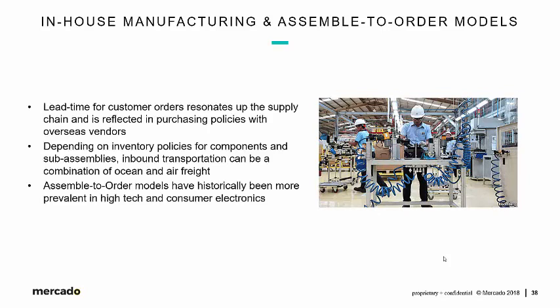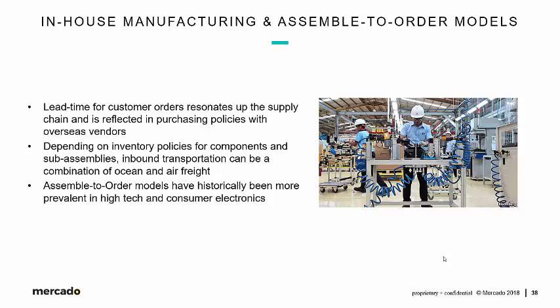Last slide in this section, we'll wrap up with assemble-to-order. This is very similar to what we saw in build-to-order. The lead time for customer orders resonates up the supply chain and is reflected in purchasing policies with overseas vendors. We, as an assemble-to-order producer, are going to need a certain amount of raw materials, of those subassemblies and components. We can't not have anything, especially since we're buying overseas and the cumulative lead times are longer. We have to have some kind of inventory around.